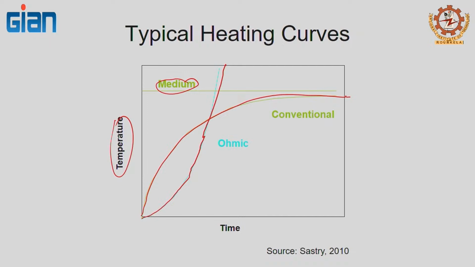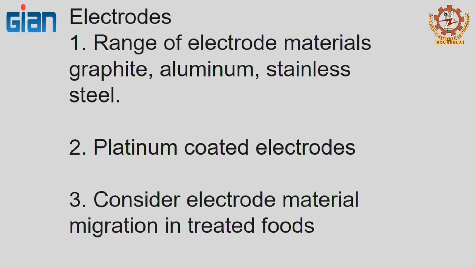In the conventional case, you have conduction and convection heat transfer, which means the heat has to travel from the outside to the inside, a slow process. Whereas in the case of ohmic heating, the whole volume is heated. So the heating is much more uniform under those conditions and so on.